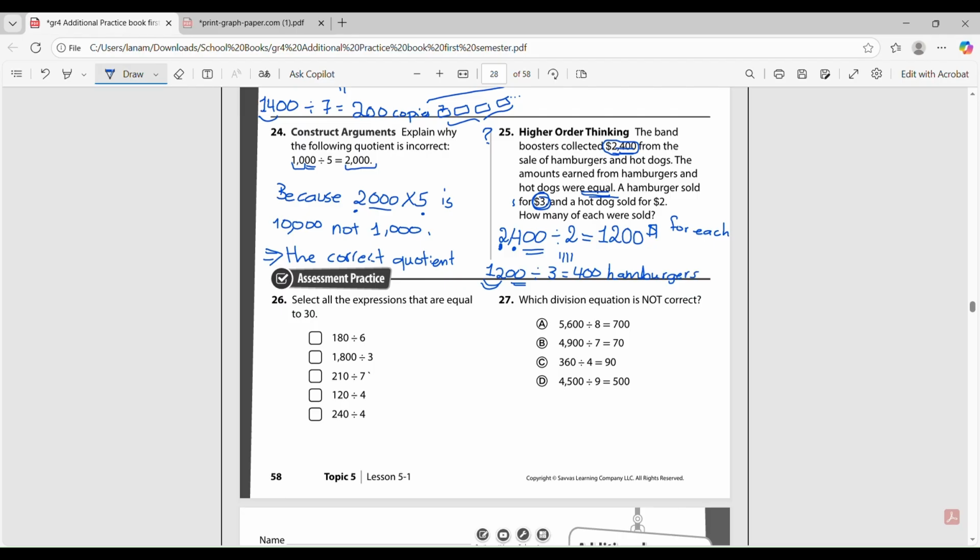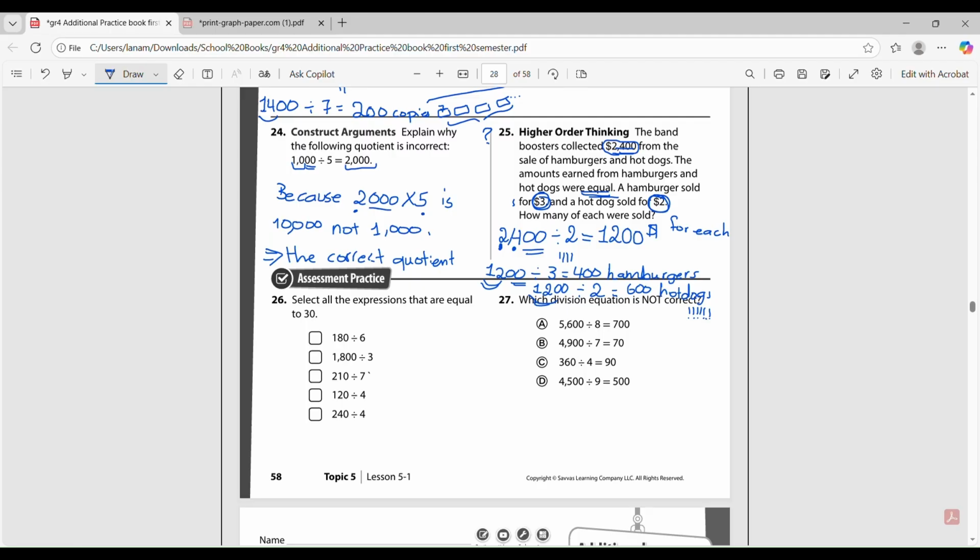What about the hot dogs? I'm going to say 1,200, because I have the same amount of money, divided by 2, because each hot dog costs $2. So I'm going to say 12 divided by 2. Let's skip count by 2: 2, 4, 6, 8, 10, 12. How many counters? 1, 2, 3, 4, 5, 6. So we have 6 and we still have 2 zeros. So 600 hot dogs.